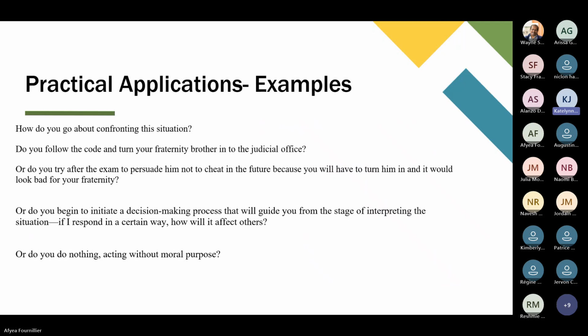How do you go about confronting this situation? Do you follow the honor code and turn in your fraternity brother to the judicial office, or do you try after the exam to persuade him not to cheat in the future, because you will have to turn him in and it would look bad for your fraternity? Or do you begin to initiate a decision making process that will guide you from the stage of interpreting the situation? If I respond in a certain way, how will it affect others? Or do you do nothing, acting without moral purpose?